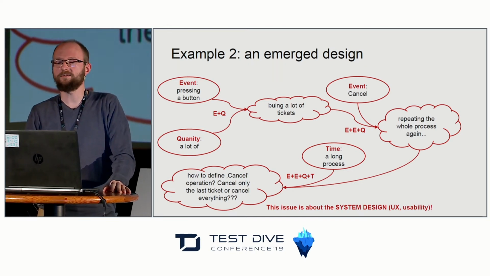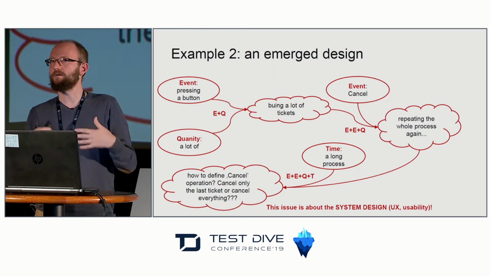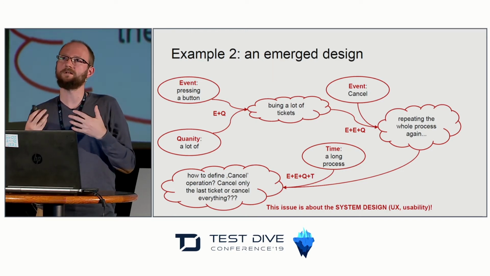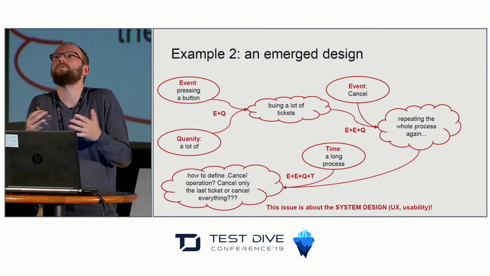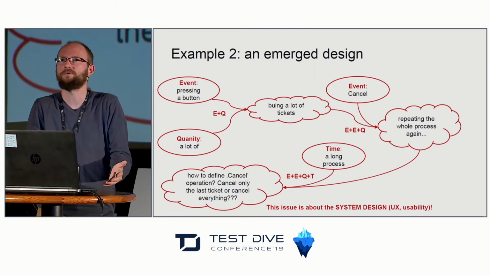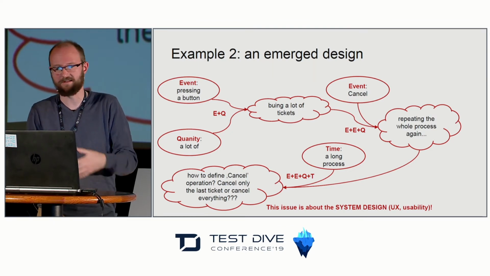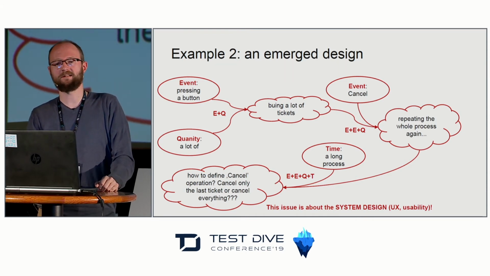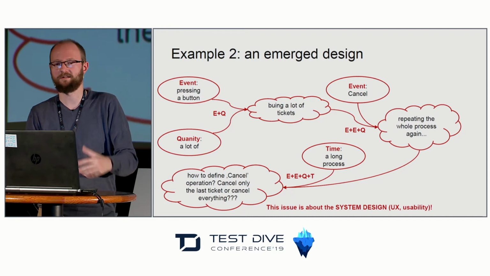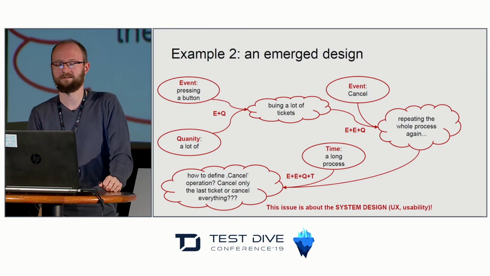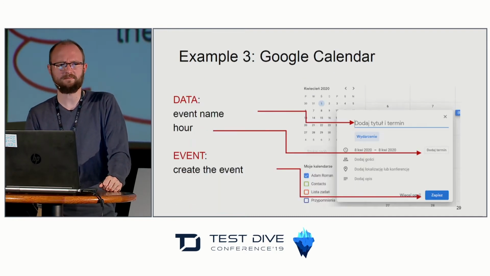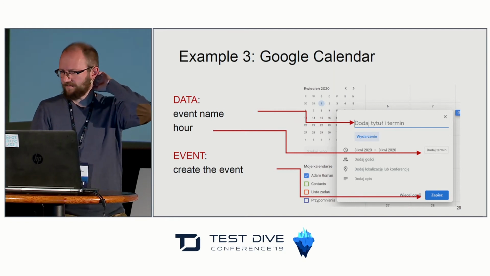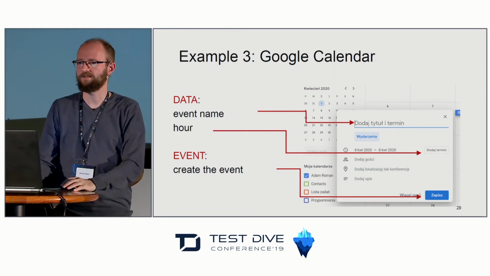So this issue is about system design, because it allows us to think about which way would be better for users, for example. That's the simplest interpretation of this thing. So that's the second example, an emergent design by analyzing these combinations of different dimensions. And the third thing is the practical application of this technique.